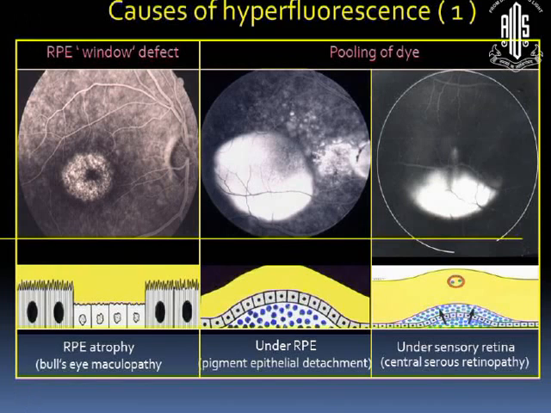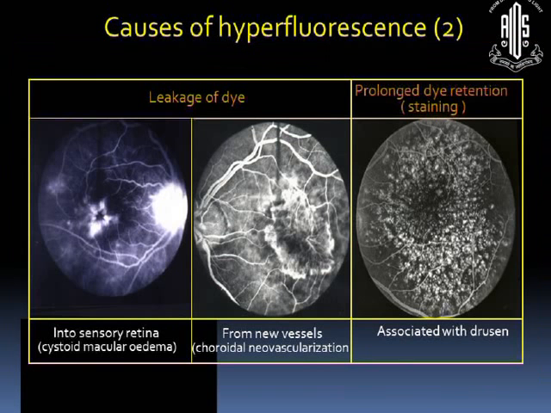Hyperfluorescence: RPE window defect, like in bull's eye, or pooling of the dye under the RPE, pigment epithelial detachment, or under the sensory retina, central serous retinopathy. We have different patterns depending on the location. Cause of hyperfluorescence number two is leakage of the dye into the sensory retina, associated macular edema, from new vessels, choroidal neovascularization. Prolonged dye retention, we call this staining, associated with drusen.